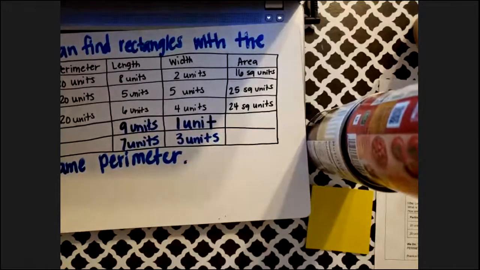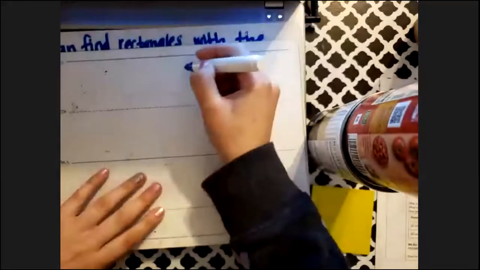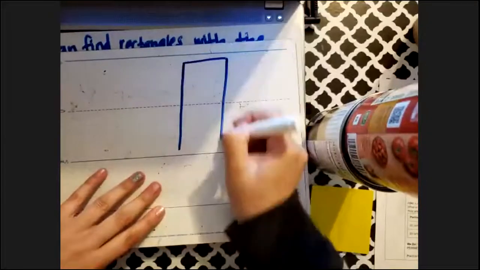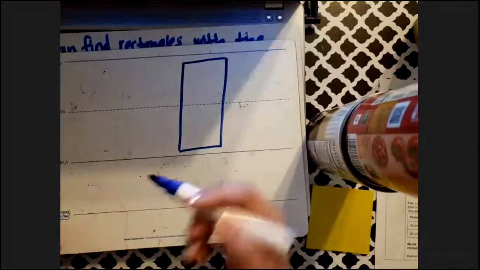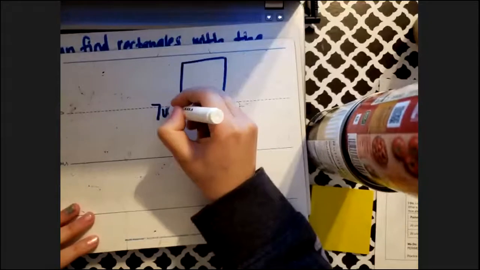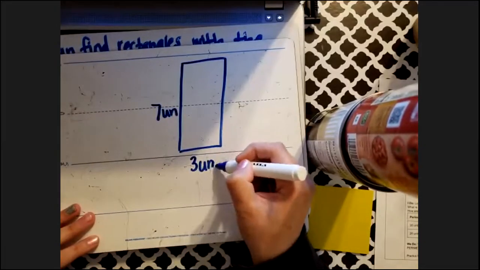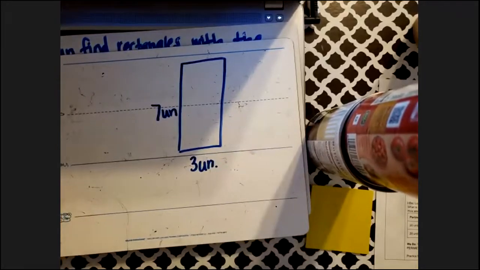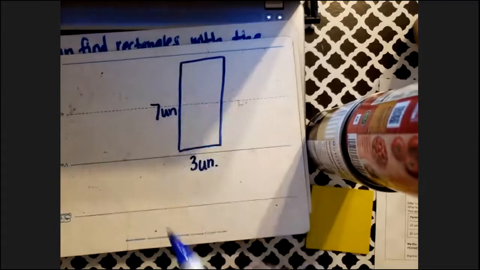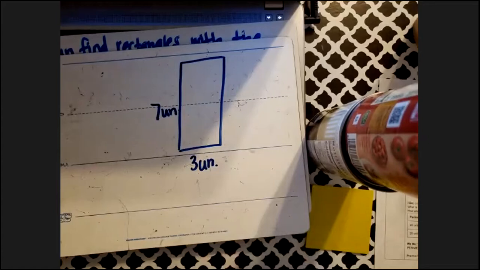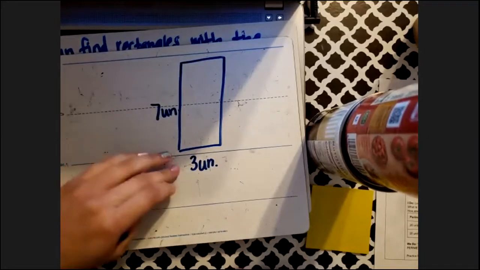Okay, Miss Miranda, we got these lengths and widths. How is this gonna be a rectangle? Well, let me get my little rectangle here. Let's do the one JV said. We said 7 units, and we said 3 units. Look, there's our length and width right there. All right, 7 and 3.